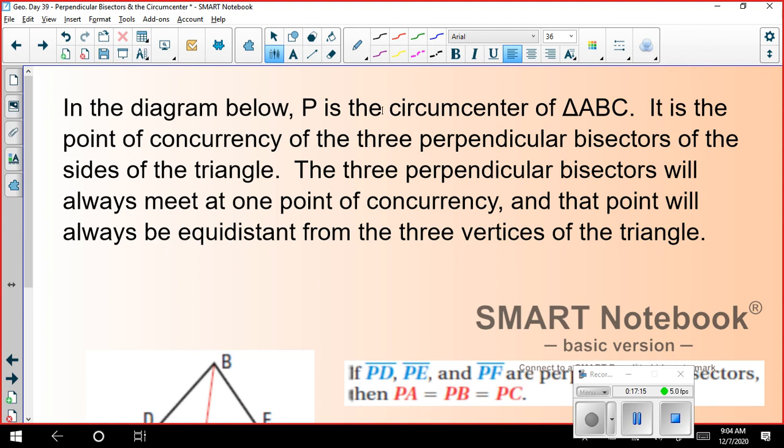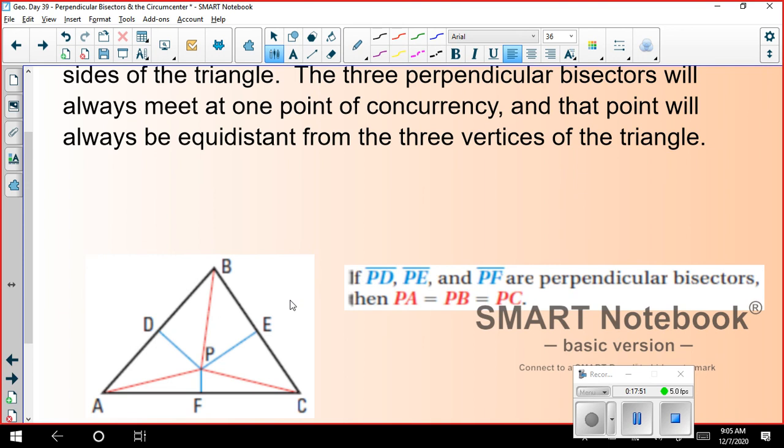Okay, in the diagram below, P is the circumcenter of triangle ABC. It is the point of concurrency. We will see the new definition, circumcenter. Okay, we saw what is a perpendicular bisector, we saw what is a bisector. Now we are coming across one more term, that is circumcenter. It is a point of concurrency of 3 perpendicular bisectors of the 3 sides of the triangle. The 3 perpendicular bisector will always meet at one point of concurrency, and that point will always be equidistant from the 3 vertices of the triangle.